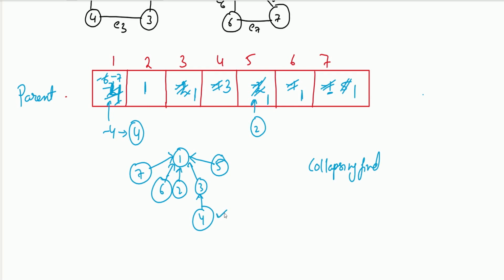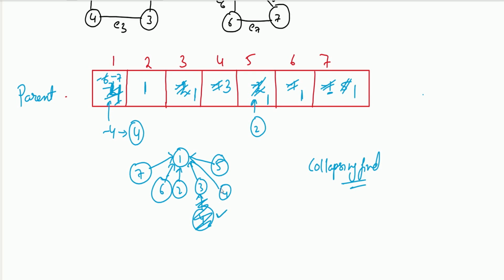And similarly, if I do find 4, 4's parent is 3, 3's parent is 1, 1's parent is -7, 1 is the representative element. So we can remove 4 from here and we can directly put it here. So this is called collapsing find. So it reduces the time when we search for the next time.